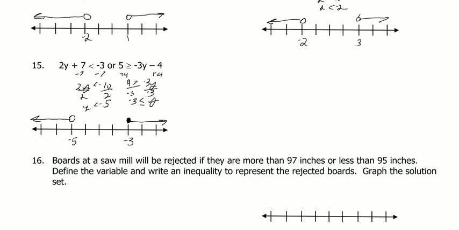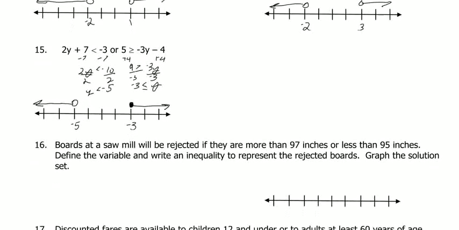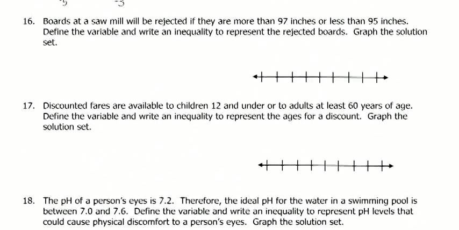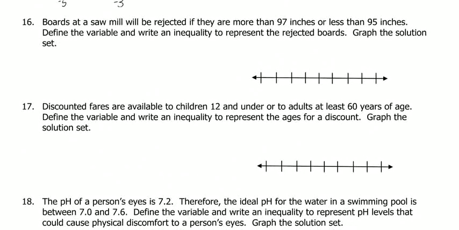Alright. And moving right along. We got a couple more problems here. Boards at a sawmill will be rejected if they are more than 97 inches or less than 95 inches. Define the variable and write an inequality to represent the rejected boards. Graph the solution set.